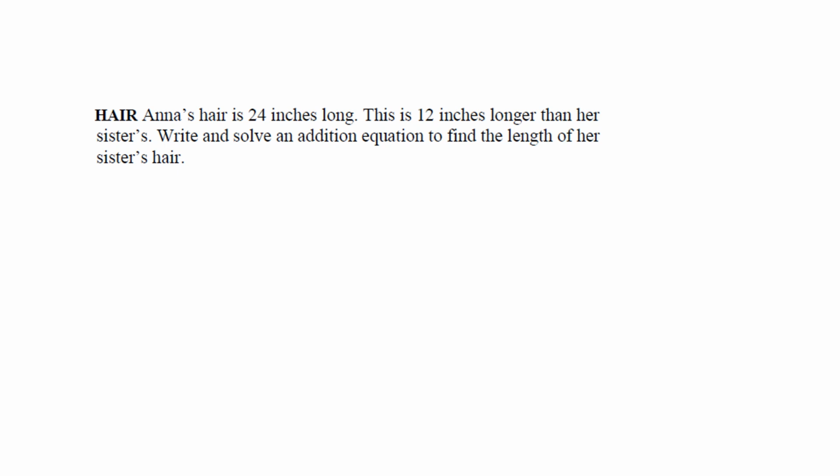Question 10. Anna's hair is 24 inches long. This is 12 inches longer than her sister's. Write and solve an equation, an addition equation, to find the length of her sister's hair. So first we have that Anna's hair is 24 inches long, and this is, that means it's an equal. 12 inches longer than her sister's. So it's 12 inches longer, means plus, than her sister's. So I'm going to write an S.